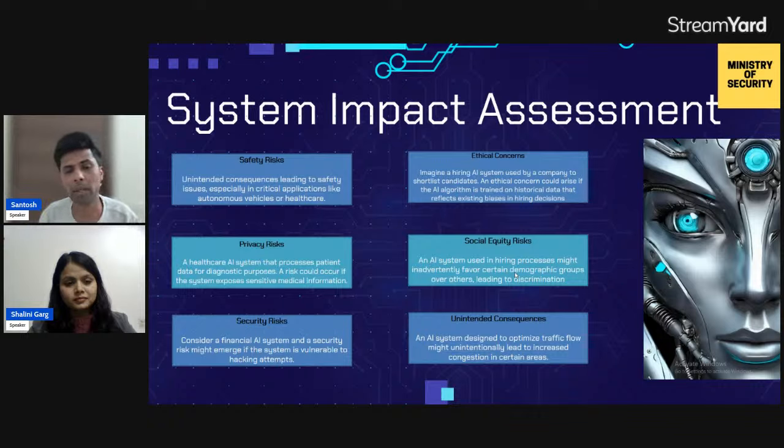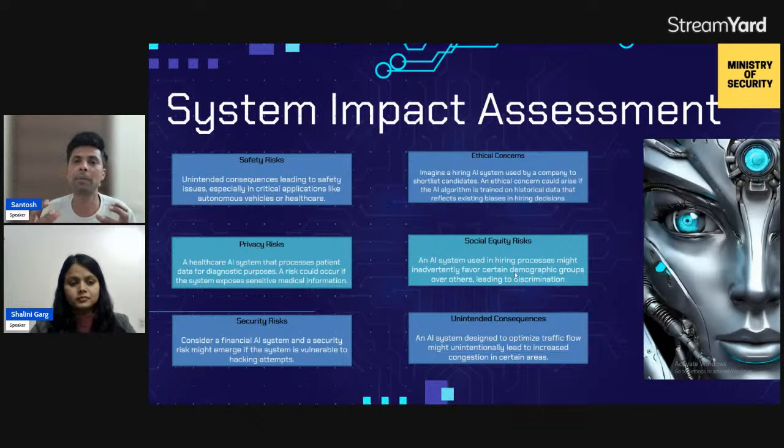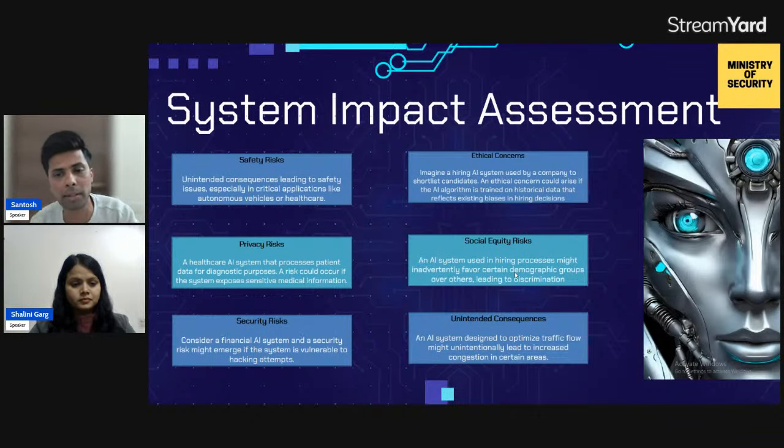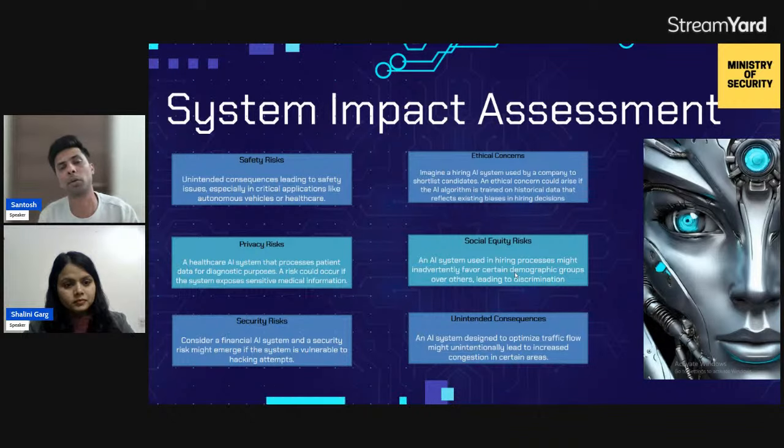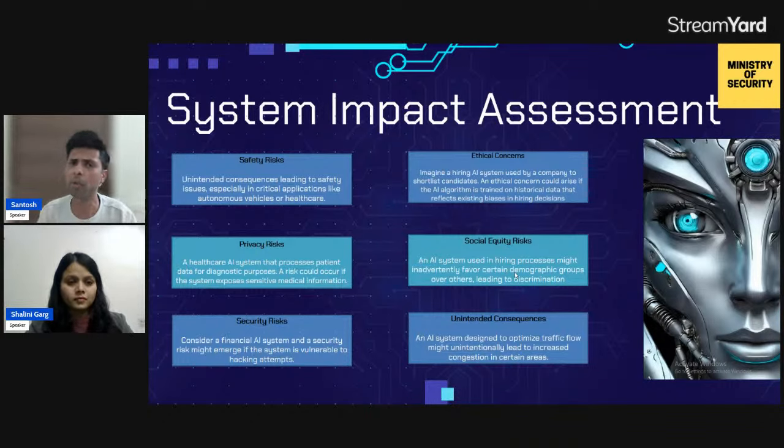Ethical concerns. Let's assume that you have adopted an intelligent AI hiring system model. If that hiring AI takes a biased decision based on historical data, say, you have been rejected twice, so it would still reject you because it sees your historical data, you need to consider that.